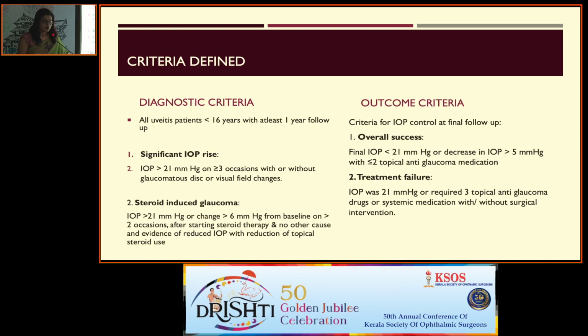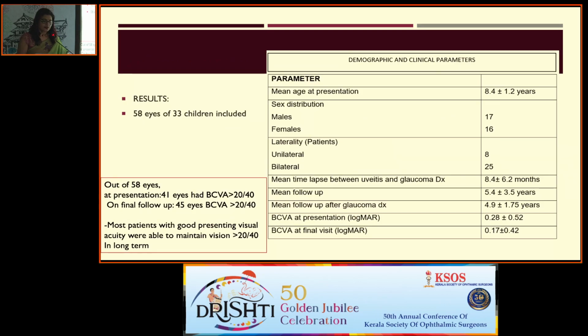Steroid-induced glaucoma was defined by IOP more than 21 or change more than 6 millimeters from baseline on more than 2 occasions after starting steroid therapy, with no other cause of raised IOP and evidence of reduced IOP with reduction of topical steroid use. Criteria for overall success was final IOP less than 21 millimeters of mercury or decrease in IOP of more than 5 millimeters with less than 2 topical medications, and failure was requiring more than 2 topical medications or IOP above 21 millimeters of mercury. 58 eyes of 33 children were included.